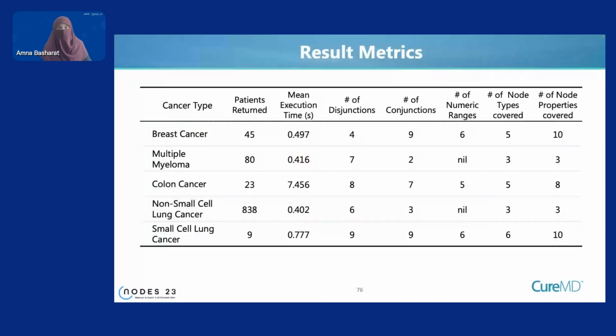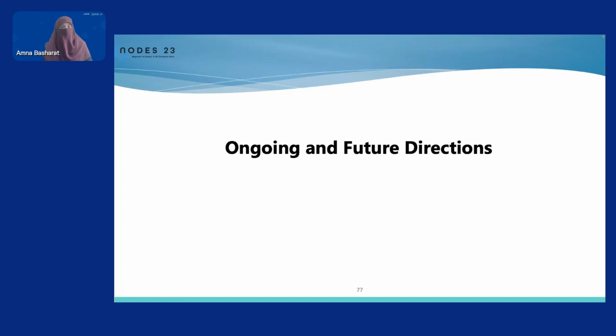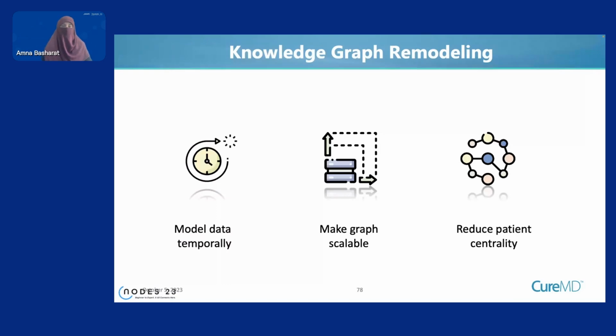These were some of the results that we obtained for the 5 cancer types. We are still in the process of evaluating the performance of these queries. As our graph grows, we are constantly looking into fine-tuning the queries and improving their performance as well. I would like to talk about some of the ongoing directions as well. We are still in the process of remodeling and improving the graph.